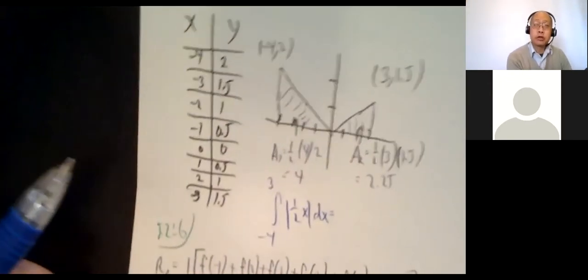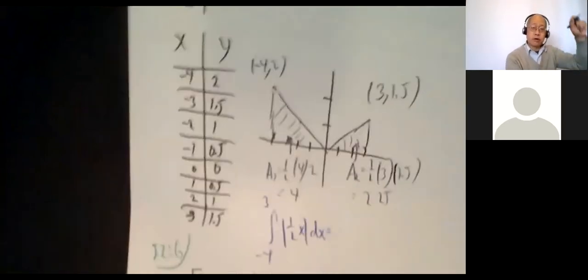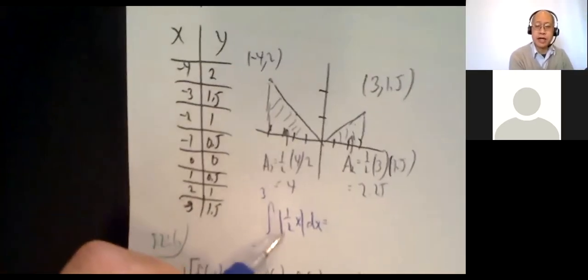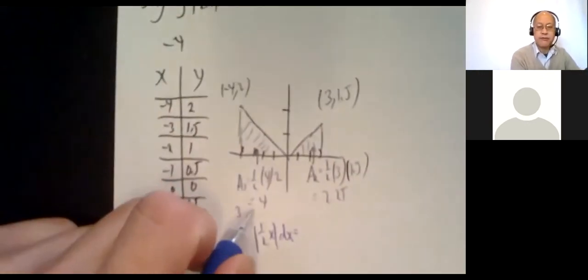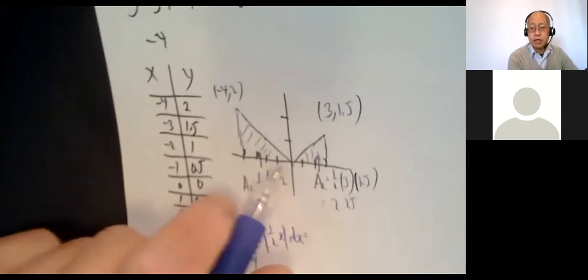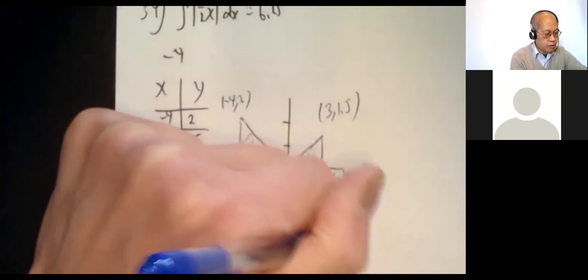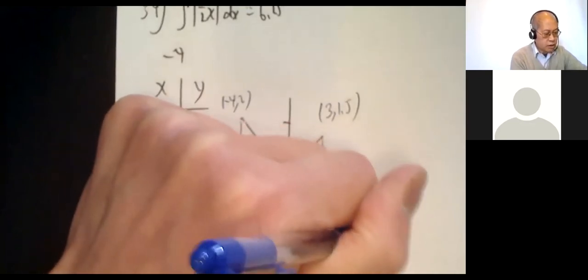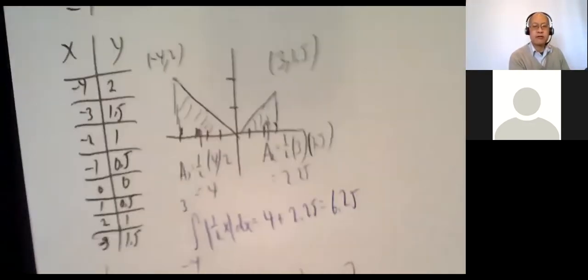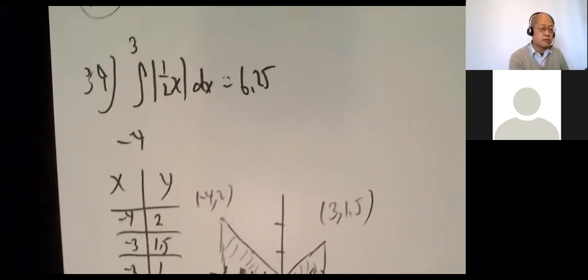When we have circular regions or rectangles or triangles, we know how to find those areas. It's when we have a curve in general that we don't know how to do it, at least not yet. So that's going to be 4 plus 2.25. It's all positive because it's all above the x-axis. So 4 plus 2.25. Final answer is 6.25. And there we go.